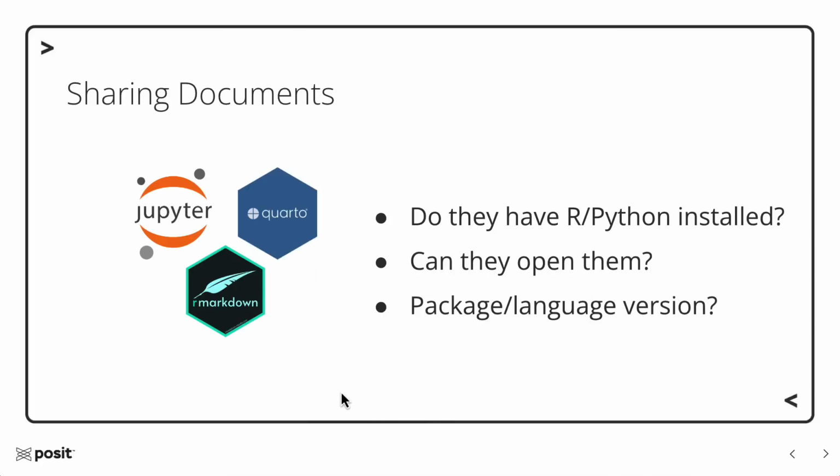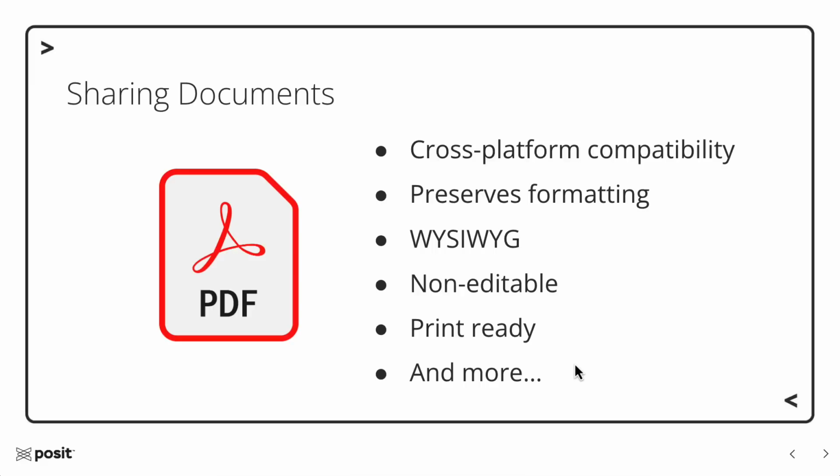And then particularly important for today's demo, what if we want to share a document that's created using something like Jupyter Notebooks or Quarto or Markdown? So if we go to share one of these documents, does that recipient also have R and Python installed? And can they even open up these documents? And if so, do they have the same package versions and language version that I do to ensure that it's the exact same document and it's rendered the exact same way when they open it up on their system? So that's a lot of questions to answer.